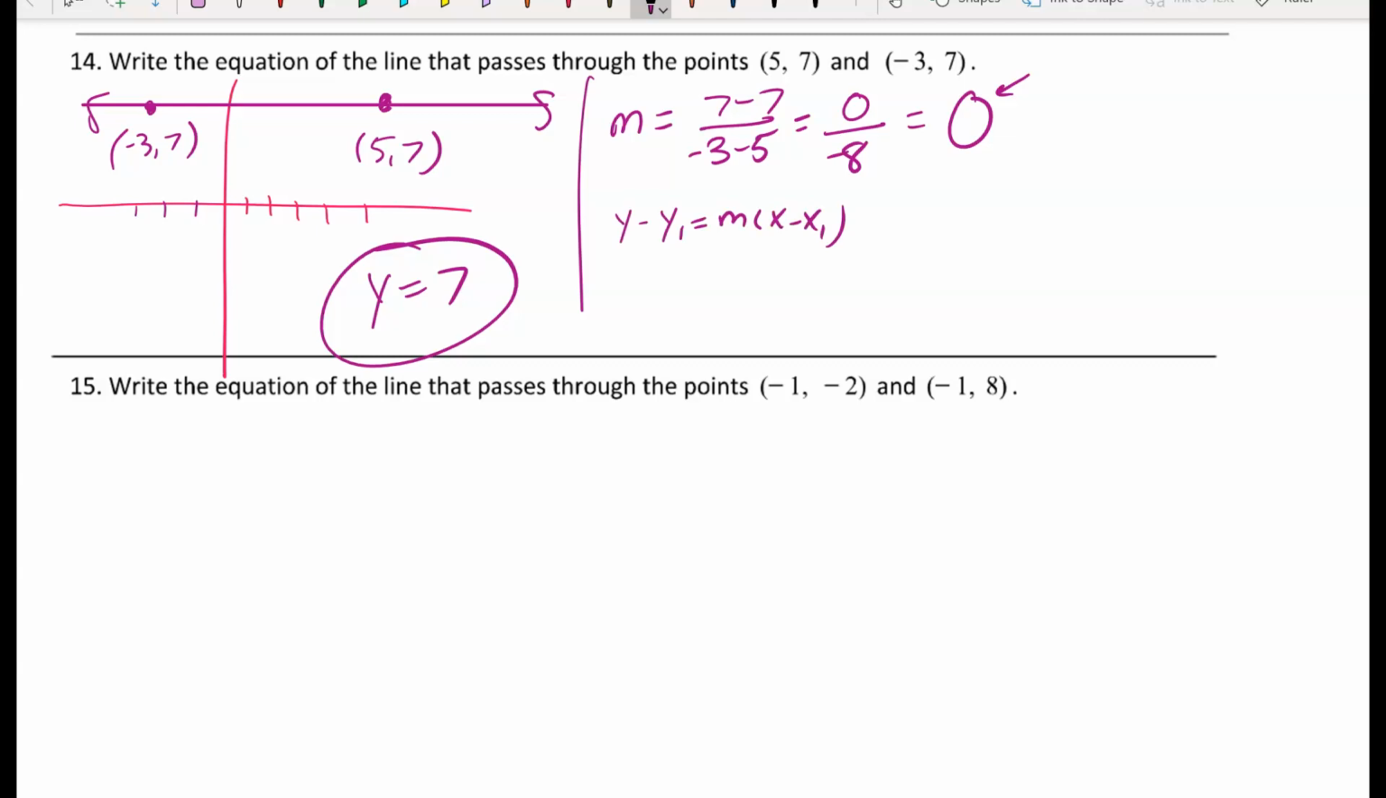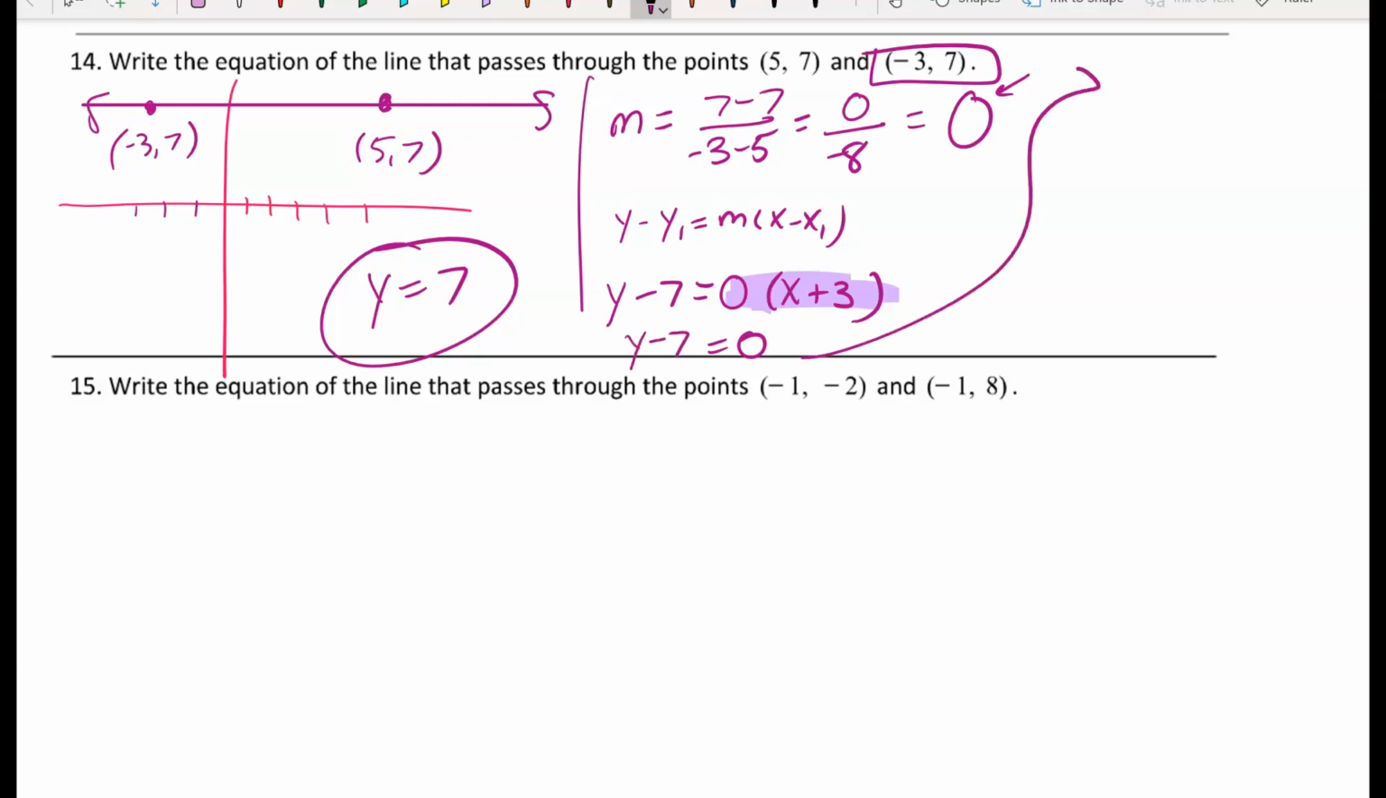Now remember, for point slope form, you could use any point on the line, so it doesn't matter what point you use. I'm going to choose that second point over there. So y minus 7 equals m, my slope, times x minus -3, or just x plus 3. Now notice something interesting happens here. 0 times anything is just 0. So I could rewrite that right-hand side as 0. And if this is my equation right here, I could simply add 7 to both sides to isolate y.